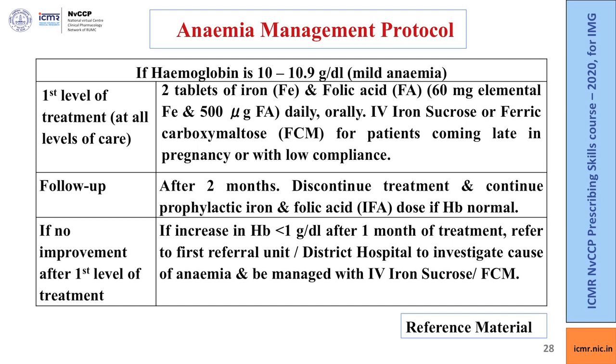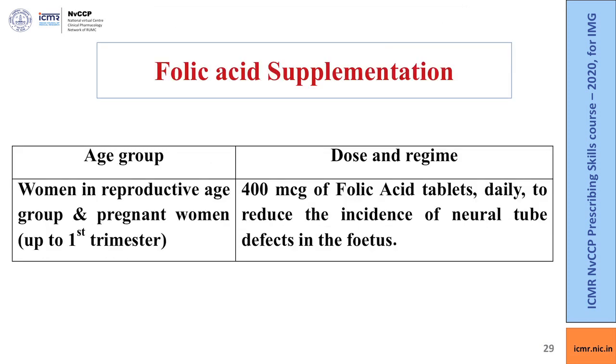You should ask the patient to follow up after 2 months. You can think of discontinuing the treatment and subsequently putting the patient on prophylactic iron or folic acid dose if the hemoglobin is normal. If you find no improvement after first level of treatment, that is, if the increase in hemoglobin is less than 1 gram per deciliter after 1 month of treatment, please refer the patient to the first referral unit or district hospital to investigate for the cause of anemia, where it may be managed with IV iron sucrose or ferric carboxymaltose.